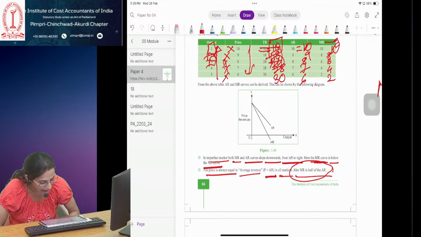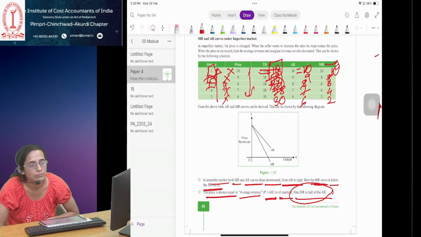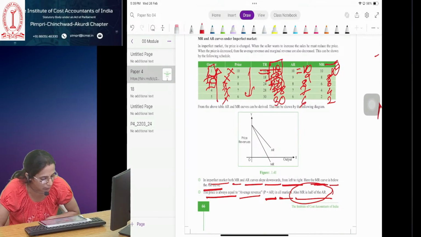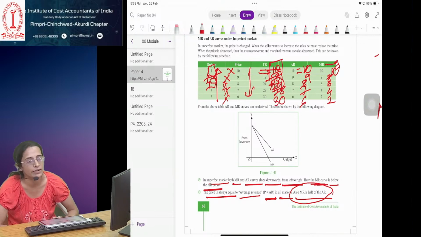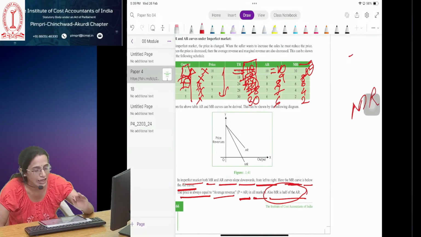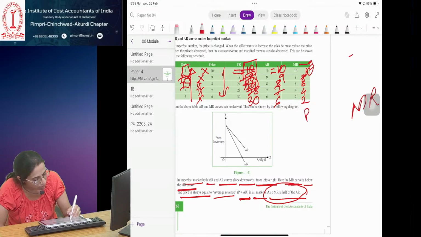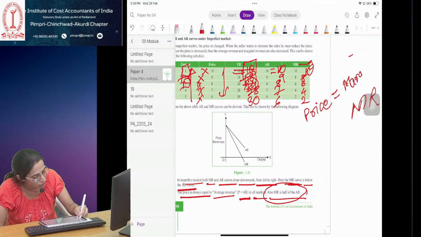So what is it saying? But what can we see? Price is equal to what? Average revenue or marginal revenue? Average revenue. So what we can conclude is that in all types of markets, whether perfect or imperfect, the price and the average revenue are always equal. Note this down in your books.